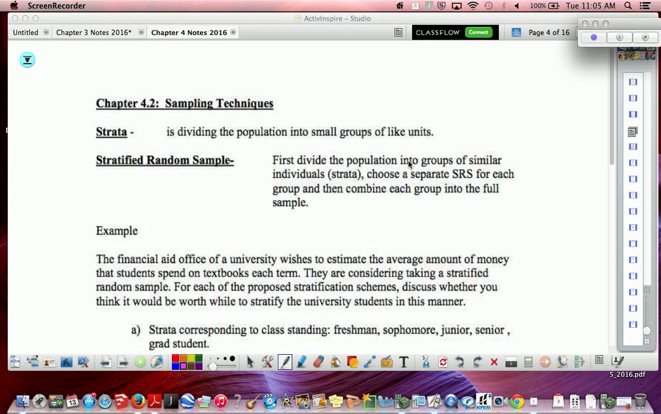4.2 notes, we are going to continue to talk about a couple more good sampling techniques. Yesterday we talked about a couple of bad sampling techniques, the voluntary response technique and the convenience sampling. Then we talked about one good sampling technique, simple random sample. Today we're going to talk about a couple more good sampling techniques that can be used, but are a little bit different than the simple random sample. They have some good qualities to them, but they do have some drawbacks.